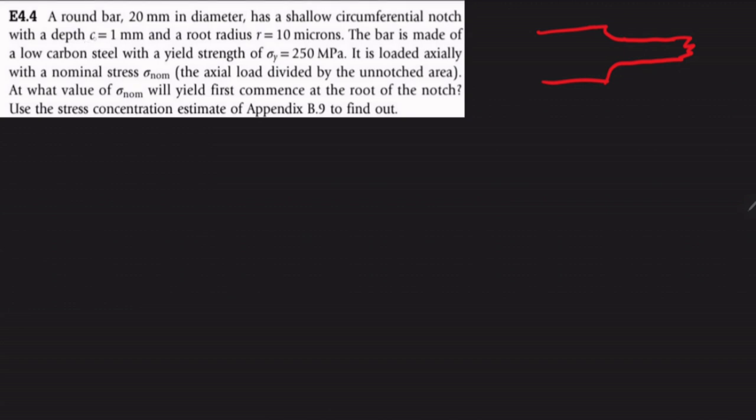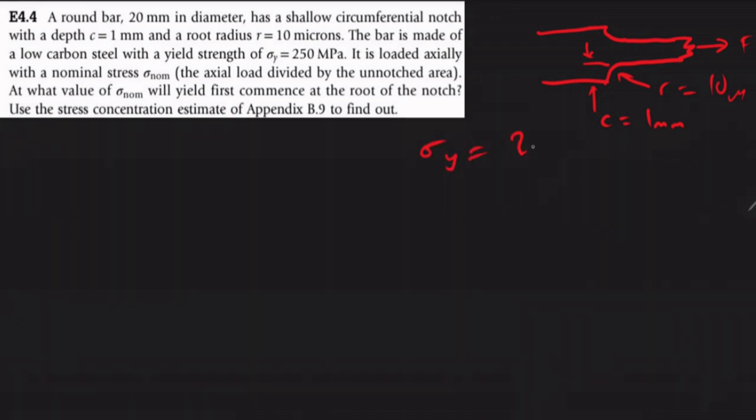And it has a notch depth. The depth of the notch here, C, is equal to 1 millimeter. And the radius of the notch, R, is equal to 10 micron. That's the radius of the notch. They said the bar is loaded by a tensile load F, and the material is low carbon steel, and the yield strength of this material is 250 MPa. They're asking for the nominal strength of this material where yield will first commence. So which value of nominal strength where yield will first commence?